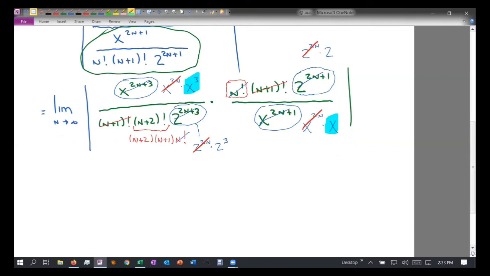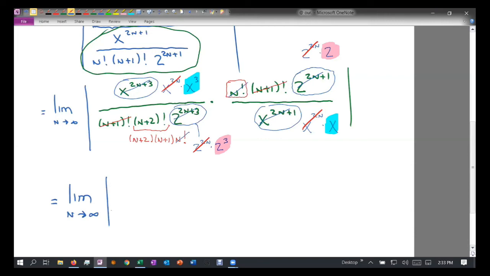Everything else is still there. Oh wait, I can do it 2, can't I? I can do it 2 over 2 cubed. That's just going to be a 4 on the bottom, isn't it? This ain't so bad. Okay, limit as n goes to infinity.